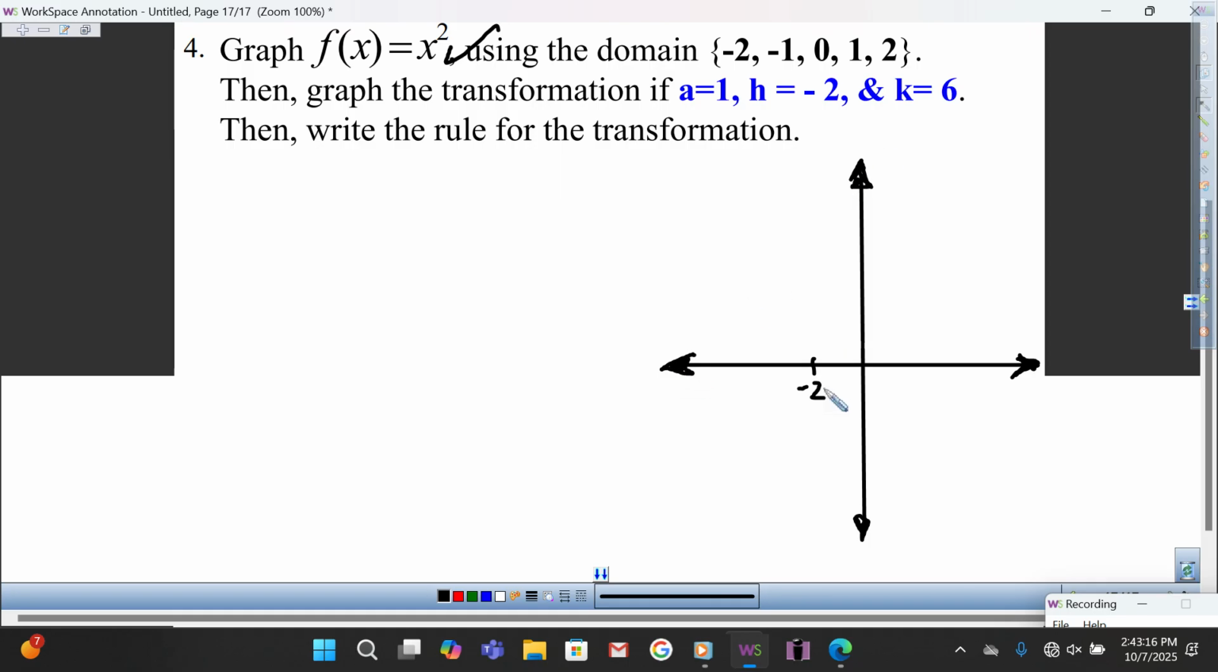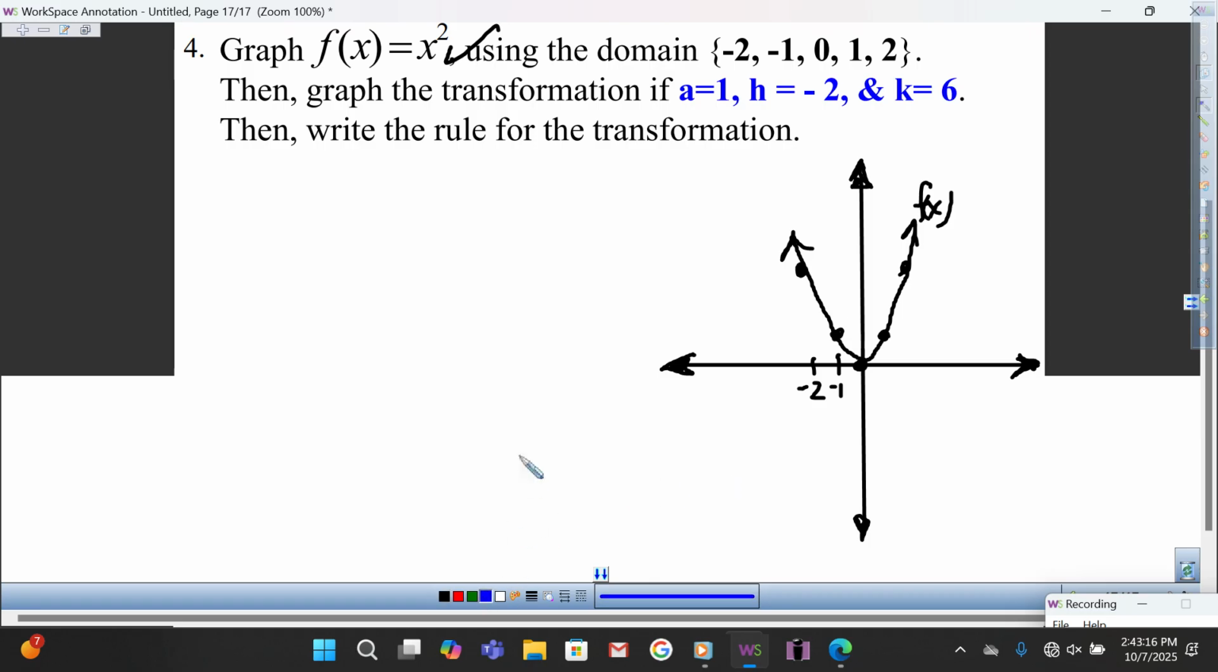-2 what? Four, that is correct. -1 what? 1. 0. 1. And 2. That is correct. So those are my first 5 points. And we label that what? F of x.